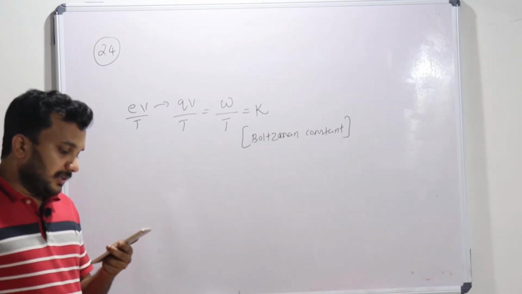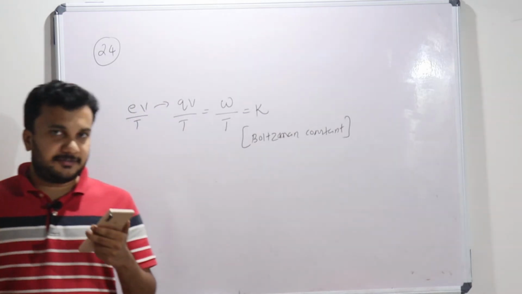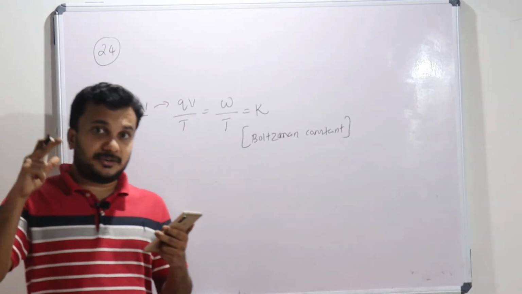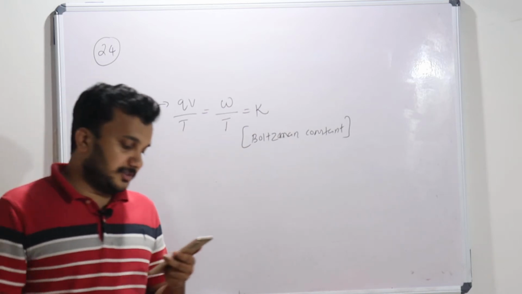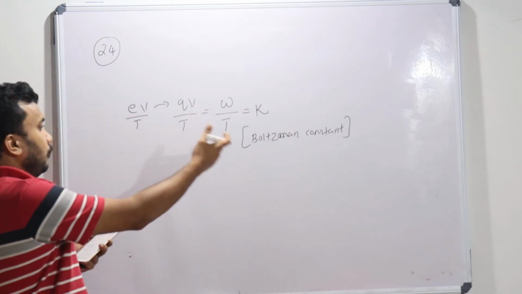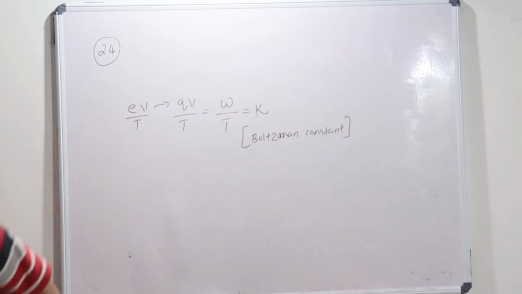Remember this: energy divided by temperature is called the Boltzmann constant. The answer is C. The Stefan constant is in option B, which is not in the syllabus. The gravitational constant, capital G, we already found. Planck's constant, we have already seen in previous questions also. So this is called the Boltzmann constant K. Next one, 25th.